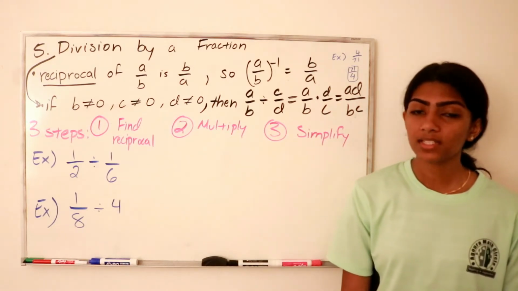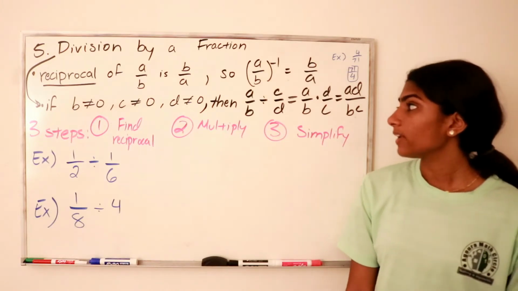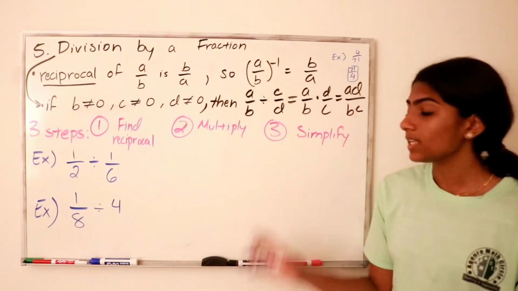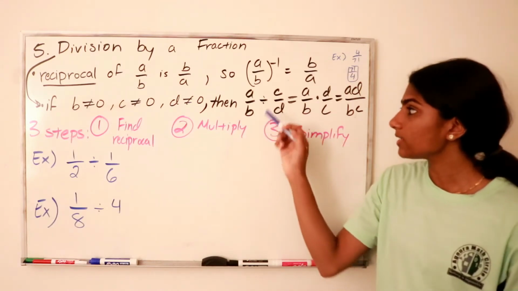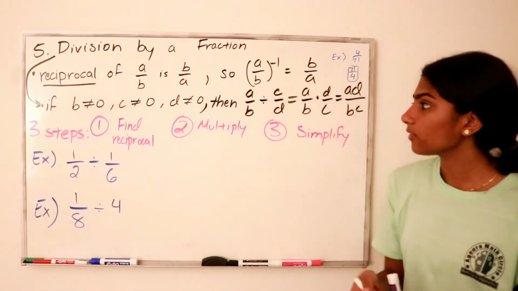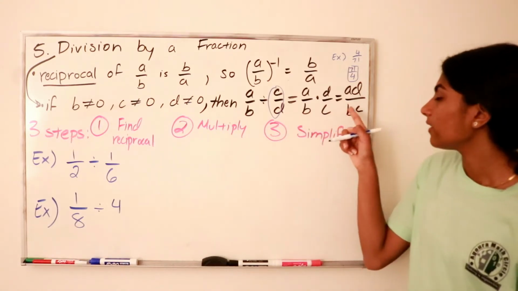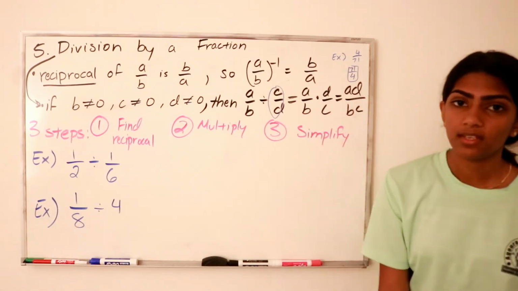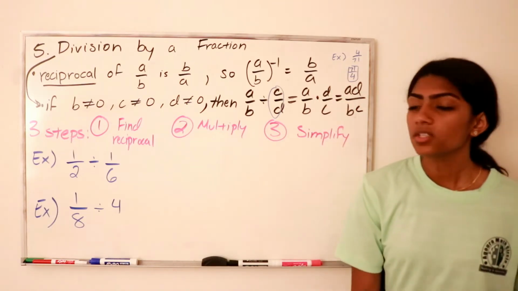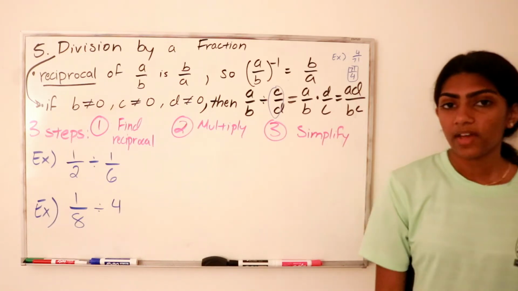So if we let b, c, and d equal non-zero numbers, then a divided by b divided by c divided by d equals a divided by b times d divided by c. Or a over b divided by c over d equals a over b times d over c. So we found the reciprocal of this fraction right here and multiplied it. And that ultimately equals a times d over b times c, since we already learned from multiplication. So there's 3 steps. First, find the reciprocal. Next, multiply. And finally, simplify.